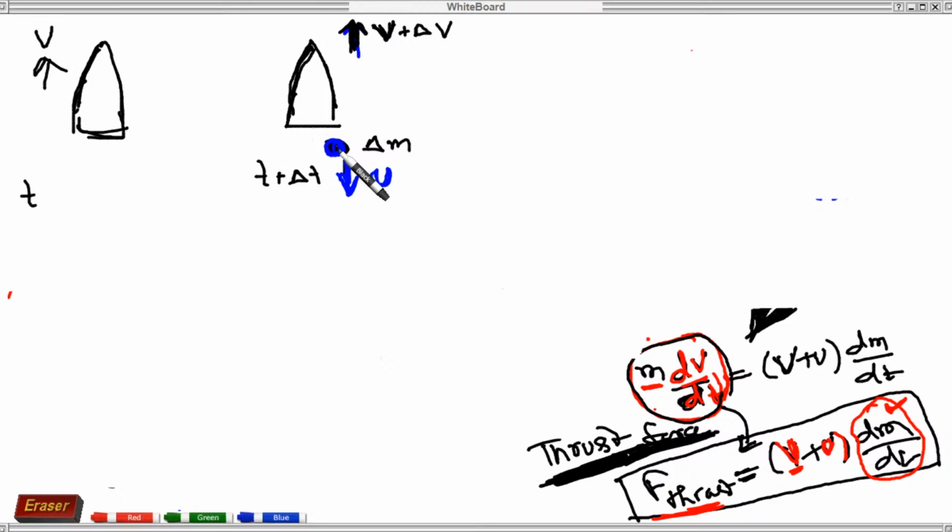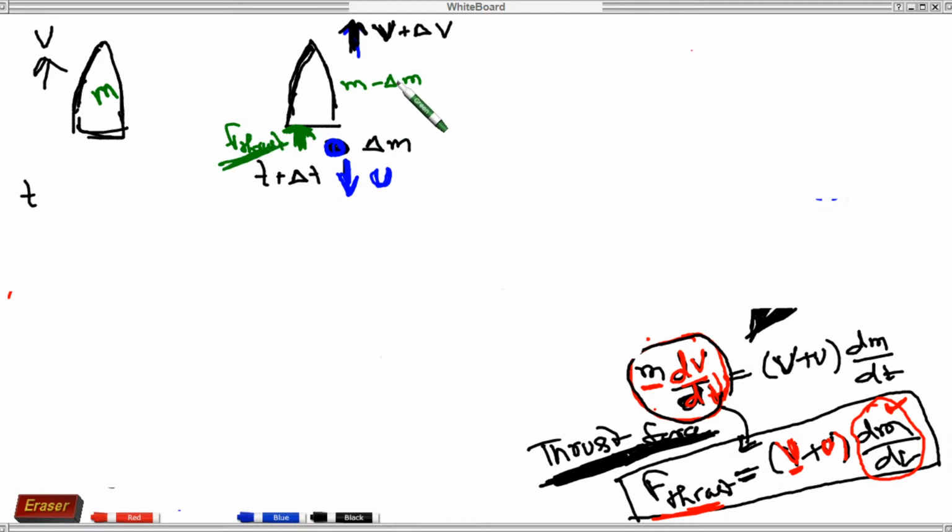The thing is, this delta m leaves this system, so there will be some force acting on it in the upward direction. This is m and this is m minus delta m. So F thrust will act in the upward direction. Now I think you have the idea that when this rocket goes up, it will experience some thrust force.